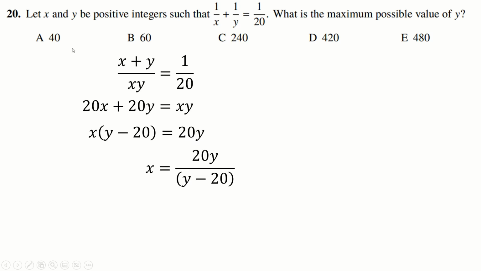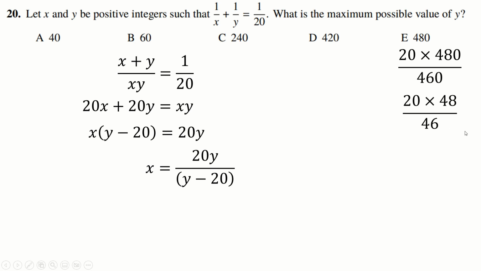Because if you test from the left and 40 works, you still have to test 60 because it's bigger. Whereas if you test from the right here and this works, we immediately know the answer because that must be the biggest one. So we're going to test from the right here. If we put 480 into this equation here, we end up with something times 23 on the bottom, which is obviously not going to cancel with anything up here. So that's not an integer.